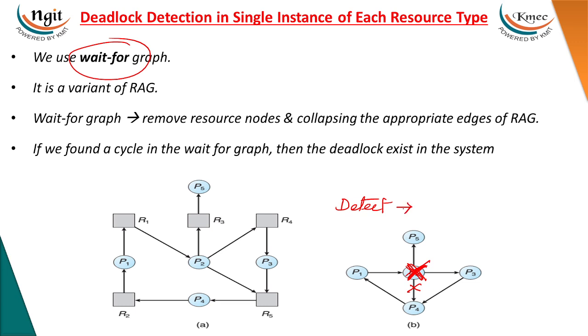Here we detect whether a deadlock occurred or not. That's our goal here. Next we can detect deadlocks with multiple instances. This particular resource allocation graph or wait-for graph is not suitable for resources with multiple instances. For that, again we need to go to the modified version of banker's algorithm.